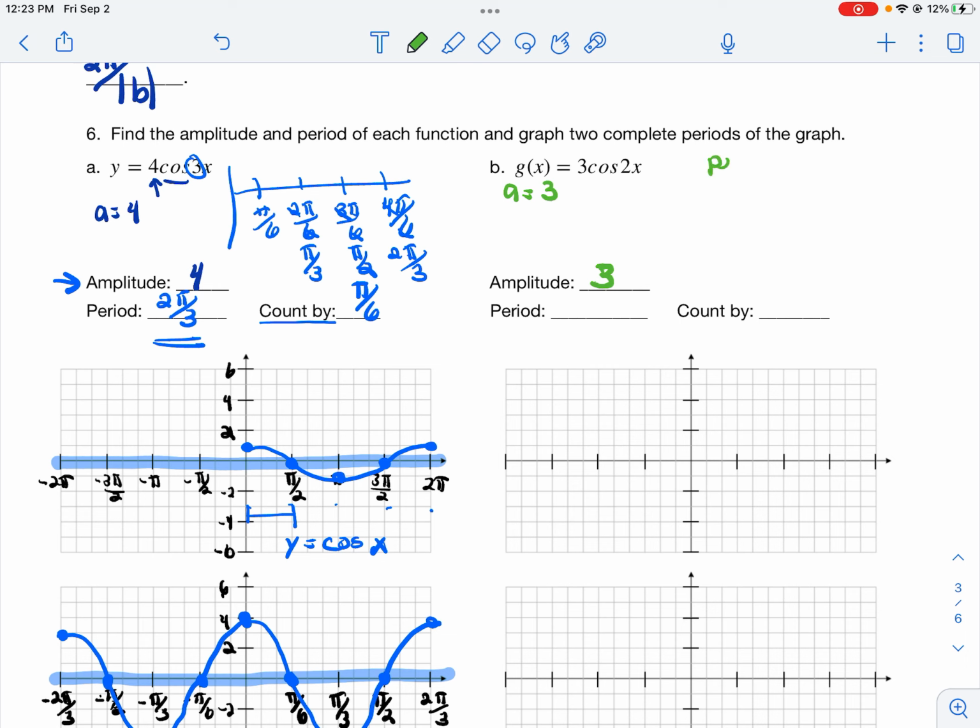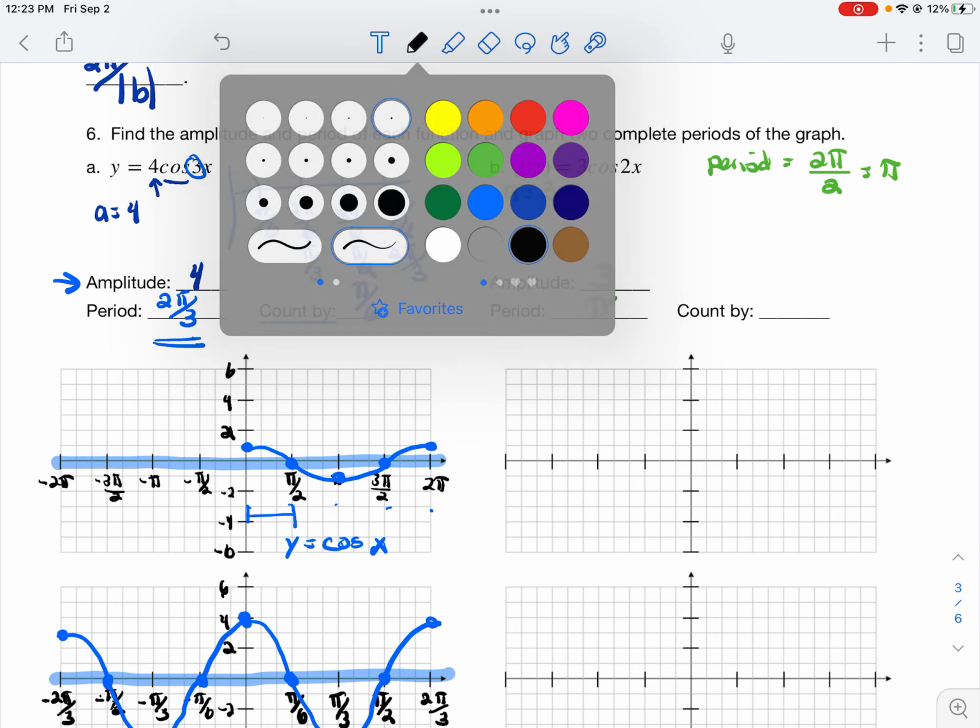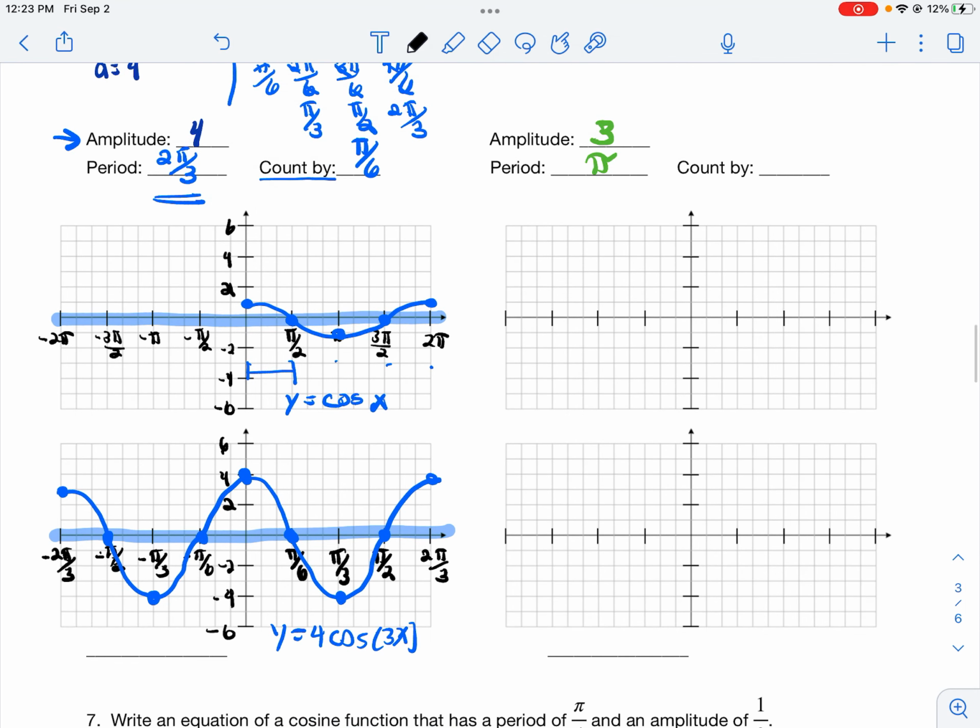Our period is equal to cosine's period, which is 2 pi, divided by the absolute value of b, which is 2. So that's going to be pi. All right, so for our parent function, let's get that. So I notice this is a cosine graph. Pi over 2, pi, 3 pi over 2, 2 pi. These don't change for the parent function. That's the reason you'll get so used to writing these. These quadrantal angles are always on the graph of our parent function.